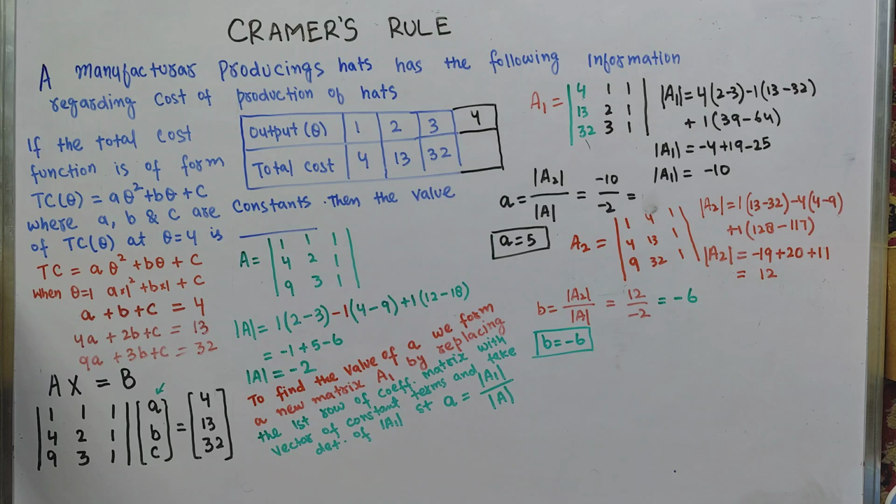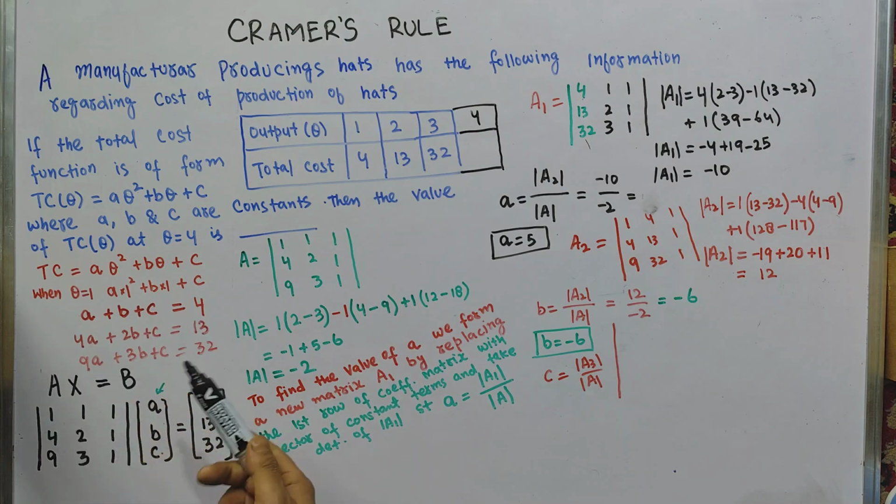By the same logic, we can find the value of c by replacing the third column of the coefficient matrix with the vector of constant terms, and then forming a new matrix a3. But we don't need that here because we already have the values of a and b, so we can find c very easily. But to explain it, to find the value of c, we replace the third column with the vector of constant terms. The value of c will be equal to a3 upon a. But we are not supposed to do that calculation. You can check it by yourself.